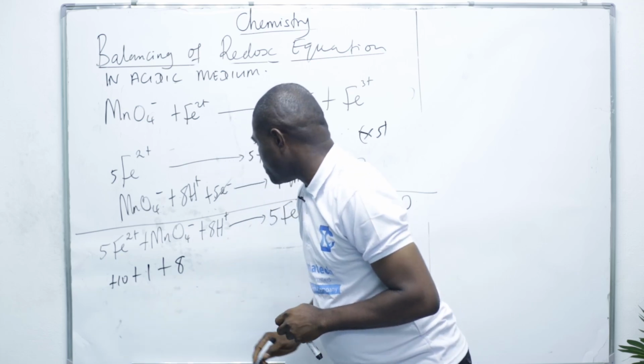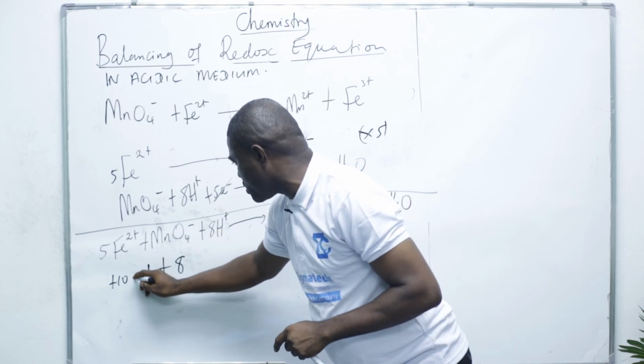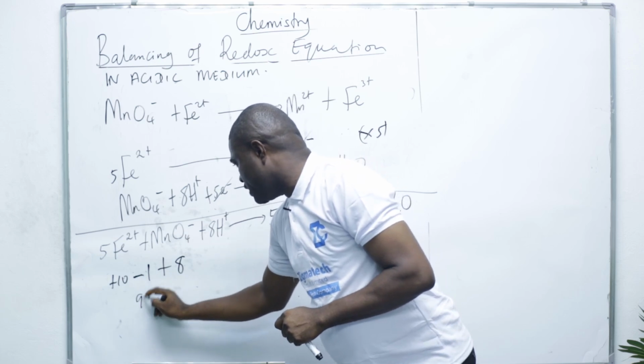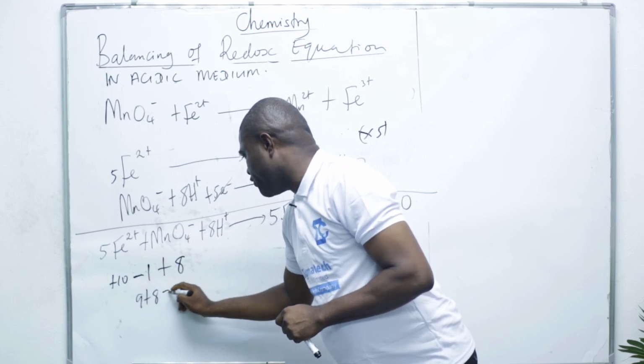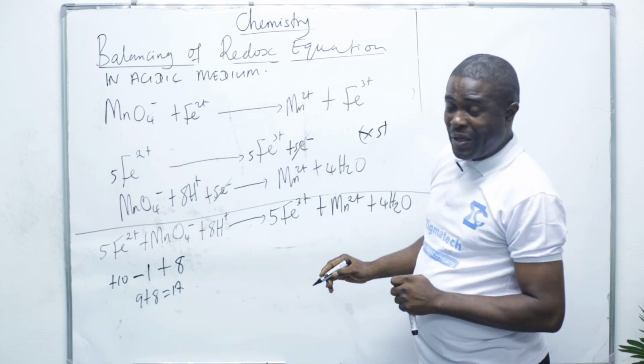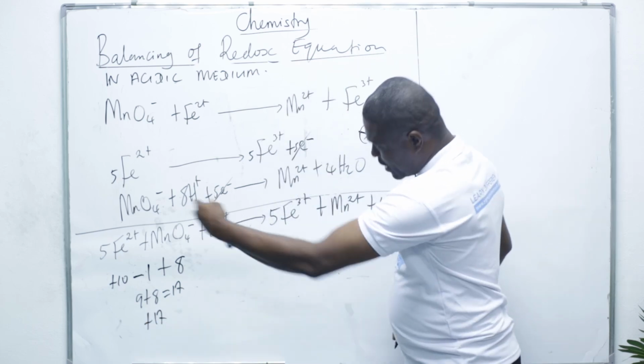Sorry, minus interacting with plus. Sorry, here is minus. So 10 minus 1 is 9. Then 9 plus 8 will give us what? 17. So I have plus 17 at my left hand side.